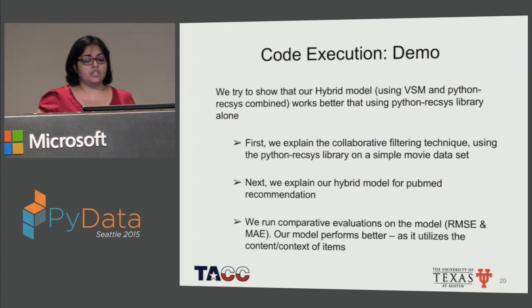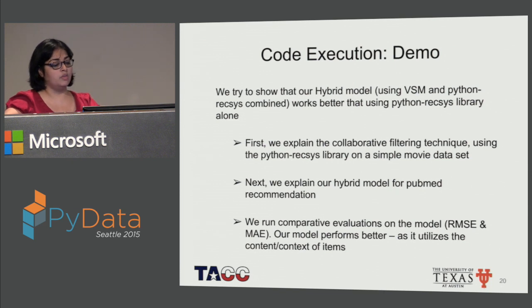So now we'll move on to the code execution of the demo. We shall try to show that our hybrid model, which is a combination of the vector space model and Python Rexus, works better than using the Python Rexus library alone. So that's what the motivation is, showing that our model works better. First we explain the collaborative filtering technique using the Python Rexus library on a simple movie data set, because I have ratings already available on the movie data set. Next, we explain our hybrid model for PubMed recommendation.